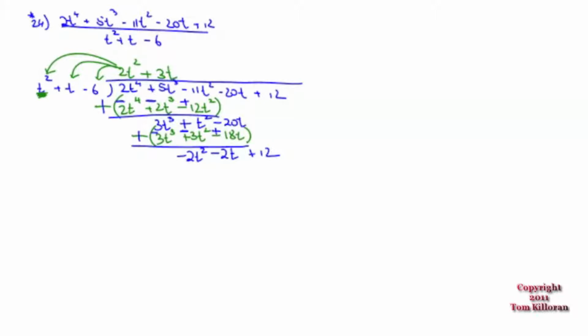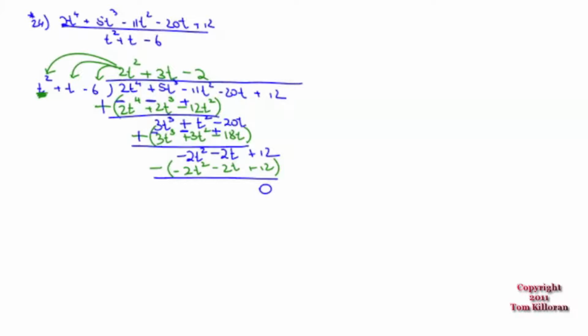And then finally, what times t squared is going to give us -2t squared? -2. So put -2 here. It'll give you -2t squared minus 2t plus 12. Plus 12. And when we subtract it away, we get a remainder of 0.